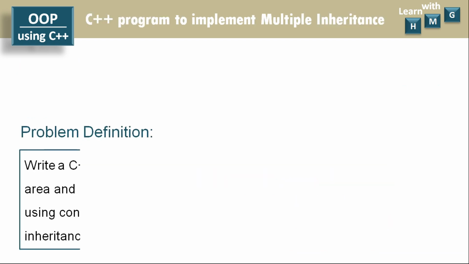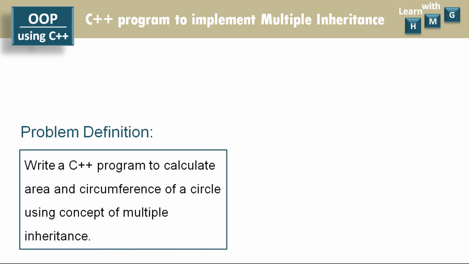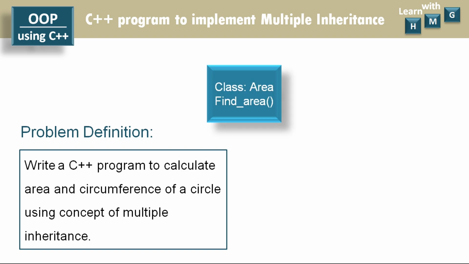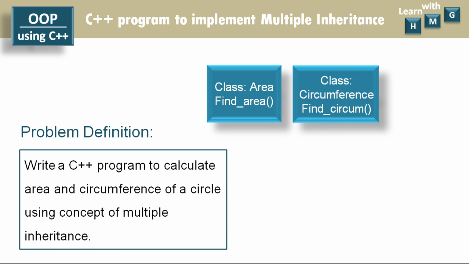Let us see one problem. Write a C++ program to calculate area and circumference of a circle using the concept of multiple inheritance. So here the class diagram is given. The first class is area, which is having find area as a member function.